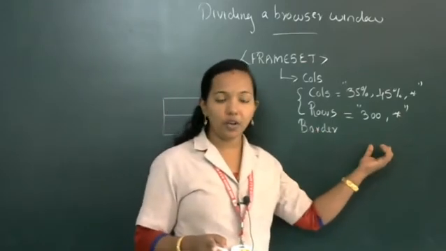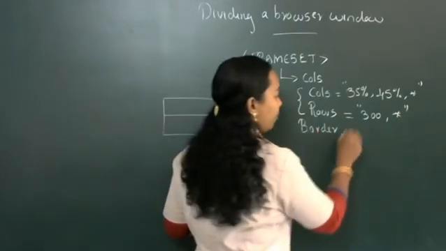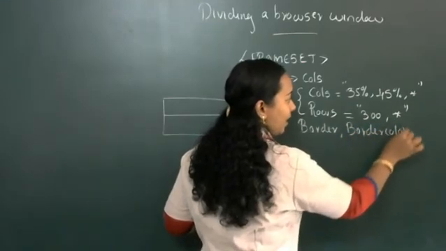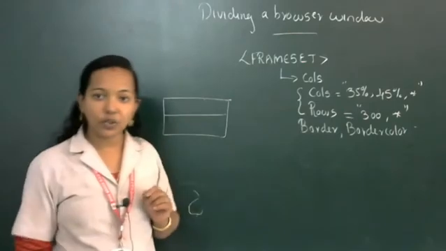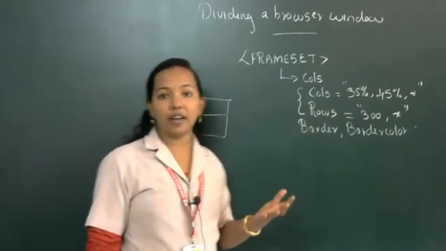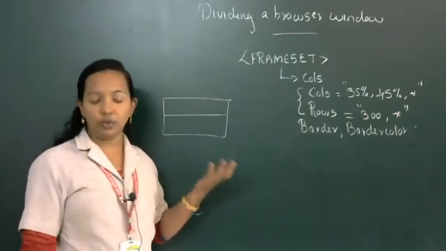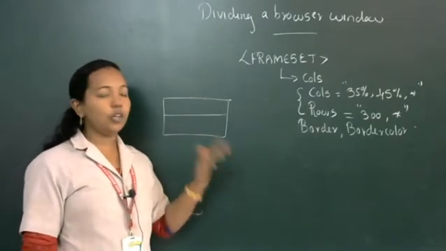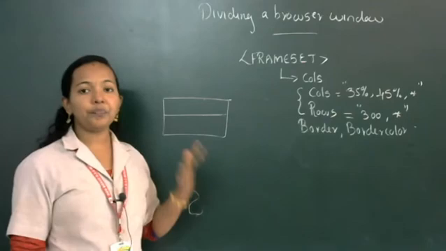Border equal to 1. Then we can also use border color. Border color is used for inserting border color. For the first frame we can include blue color and for the second frame we can include another color. So we can include border color for our web page.